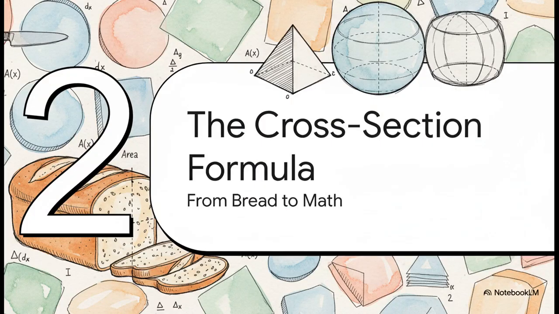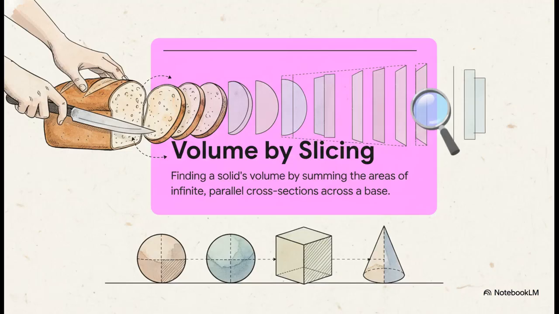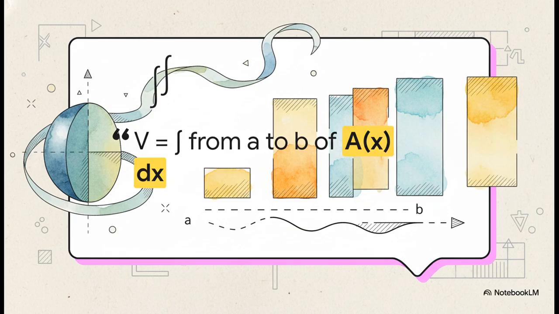Okay, so now let's see how we can translate that simple, intuitive idea into the formal language of calculus. We're about to turn our bread analogy into a seriously powerful mathematical tool. You know, the official name for this is the method of volume by slicing, or volume by cross-sections. And those slices of bread we were just talking about, in calculus, we call them cross-sections. We're literally just adding up the areas of an infinite number of super thin slices across some kind of base region. And this is the magic formula that does all the work.